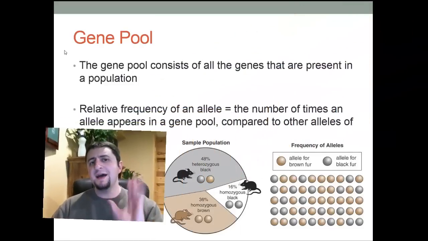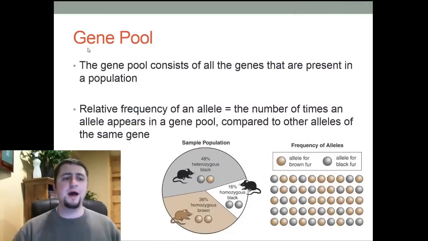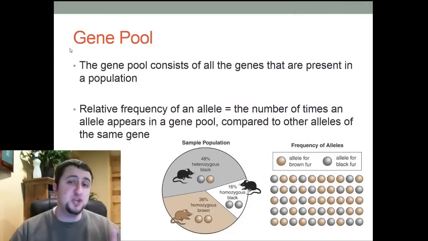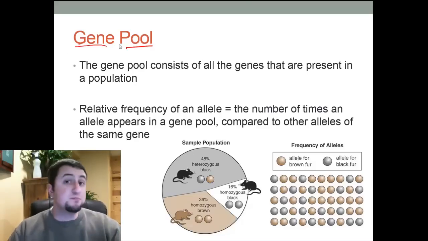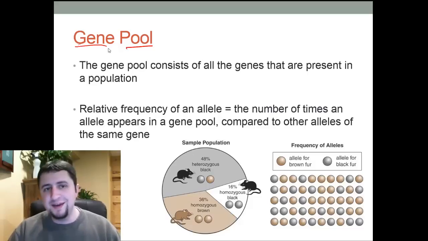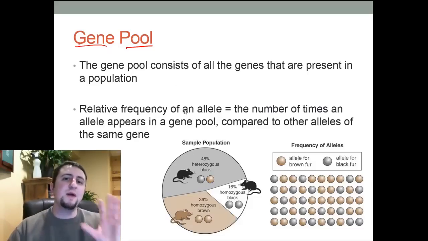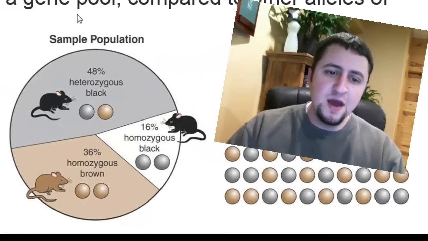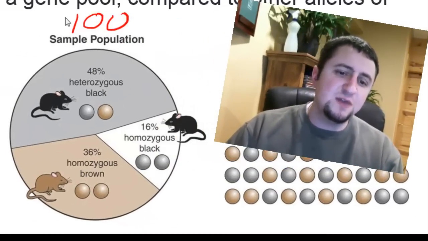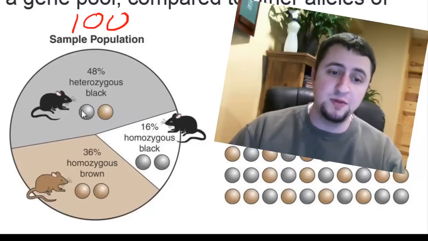The next key concept I want to lay down here, guys, is this idea of a gene pool. The 2 root words there are gene and pool, so it's a pool of genes within a population. For example, let's talk about a population of rats. Let's say we have exactly 100 rats within this population.